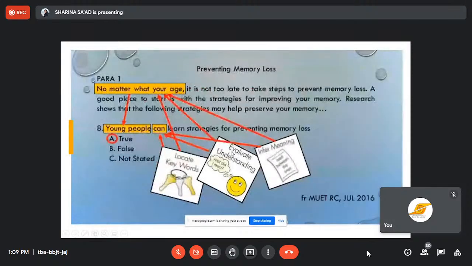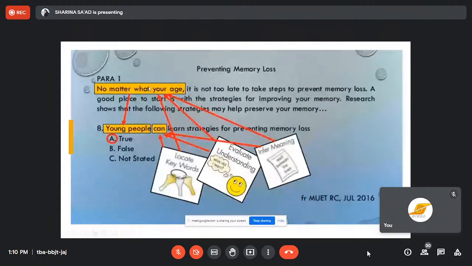Now, look at the questionnaire sample. No matter what your age is, it is not too late to take steps to prevent memory loss. Then the question asks: young people can learn strategies for preventing memory loss. True, false, not stated? Earlier it already mentioned no matter what age. The question here is about young people. So, true, false or not stated? True, because it says no matter what your age is. This is the keyword. This is your understanding. You infer that no matter what age, old or young, they can.